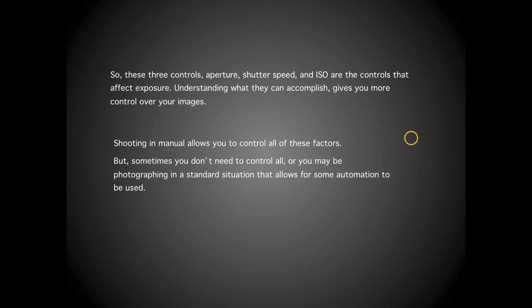All right. So these three controls, aperture, shutter speed, and ISO, are the controls that affect exposure. Understanding what they can accomplish gives you more control over your images. Shooting in manual allows you to control all of these factors, right? But sometimes you don't need to control all, or you may be photographing in a standard situation that allows for some automation to be used.